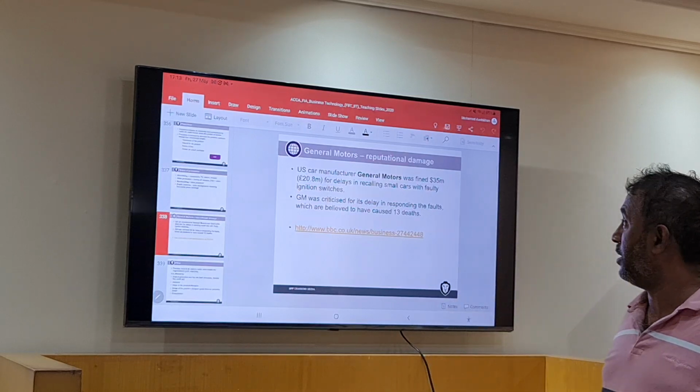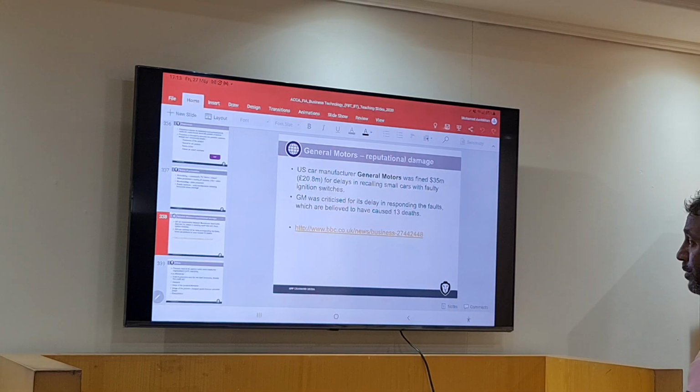General Motors, reputational damage. US car manufacturer General Motors was fined 35 million for delays in recalling small cars with faulty ignition switches. GM was criticized for its delay in responding to the faults, which are believed to have cost 13 deaths.